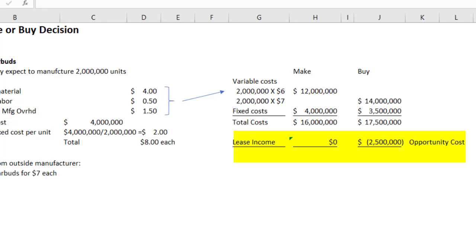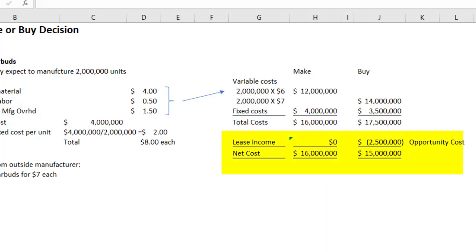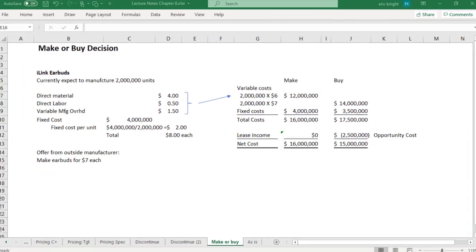But if we decide to buy from an outside manufacturer, then that's going to free up the space and provide the opportunity. And that $2,500,000 is going to reduce our cost in our factory by $2,500,000. When we factor in the opportunity cost, we see it reduces net cost. So it's more costly to continue to make the product. Understanding opportunity cost is important for managers because it can have an impact on decision making.